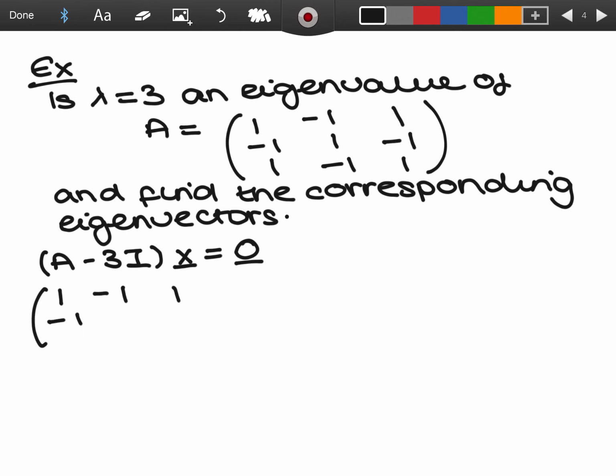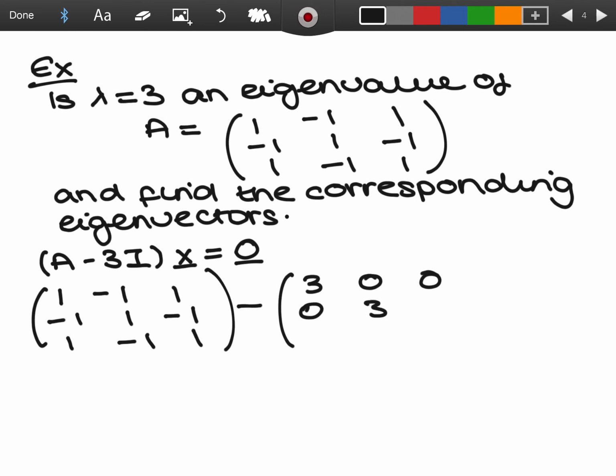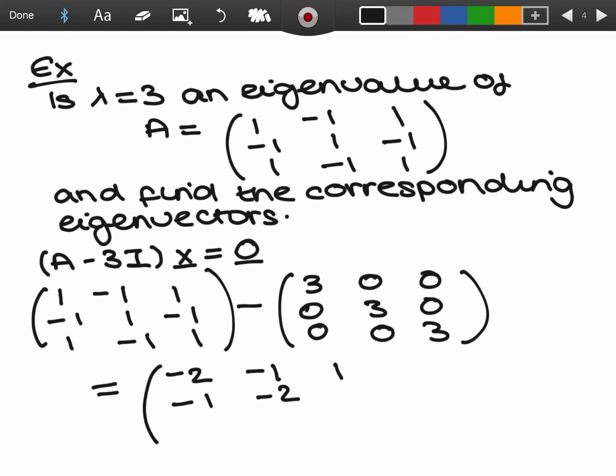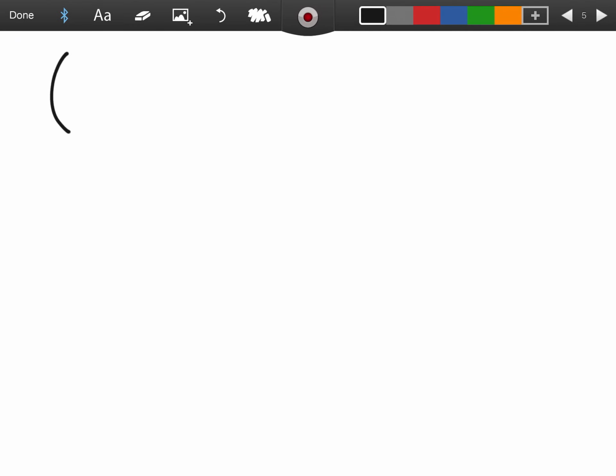Let's first figure out what A minus 3 times the identity is. That will be 1, negative 1, 1, negative 1, 1, negative 1, and then minus 3 times the 3 by 3 identity, which should give me negative 2, negative 1, 1, and 1, negative 1, negative 2. Okay, so what I am then trying to solve is this system.